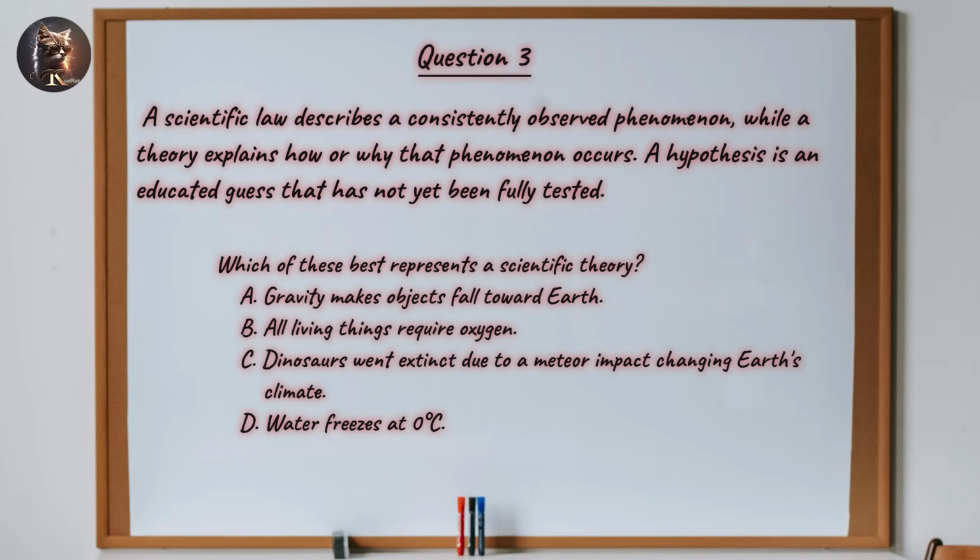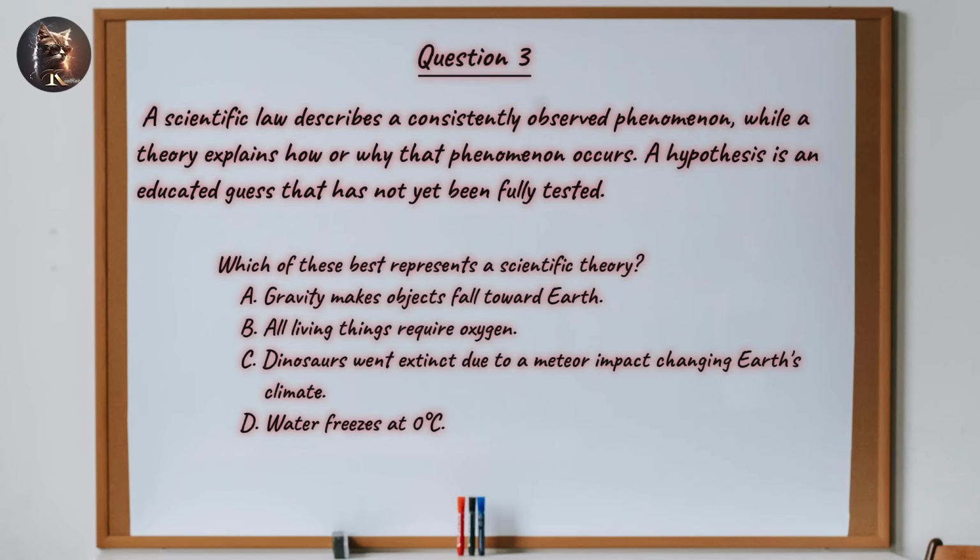Which of these best represents a scientific theory? You have 4 options. A. Gravity makes objects fall toward Earth. B. All living things require oxygen. C. Dinosaurs went extinct due to a meteor impact changing Earth's climate. D. Water freezes at 0 degrees Celsius.